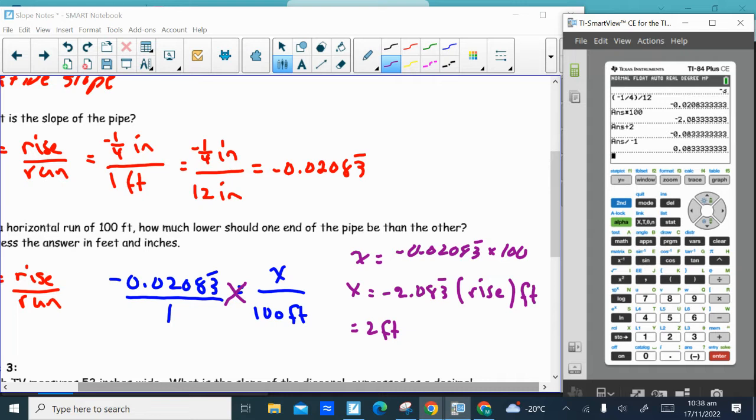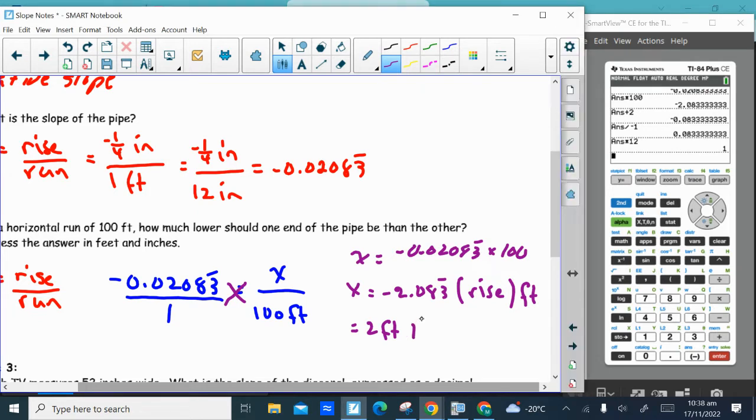This represents a portion of a foot. To convert that to inches, remember there are 12 inches in a foot, so I'll multiply by 12, which will be 1 inch. So 2 feet 1 inch below is our answer. That's how much lower the one end of the pipe will be compared to the other.